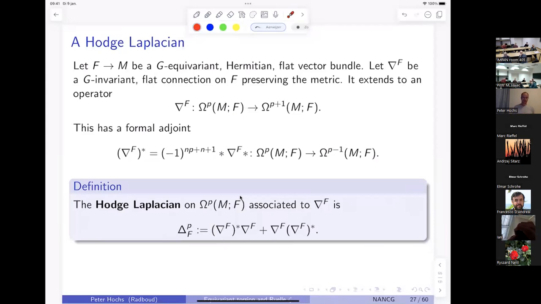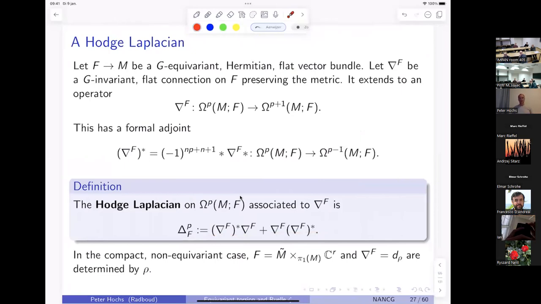So I'm going to now assume that we have a G-equivariant Hermitian flat vector bundle F on M, with a flat connection which is G-invariant and preserves the metric on that bundle. Then that extends to p-forms, going from p-forms to p plus one forms. Again, we can use the Hodge star to define a formal adjoint of that operator. I'm now going to look at a Laplace operator again, but defined in terms of that connection. As I said, in the classical case where there's no group action, this is given by this representation rho, which defines this vector bundle over M and this connection on that vector bundle. So I'm just changing the way I present this. I'm going to view things depending on this connection, nabla F, rather than depending on rho.